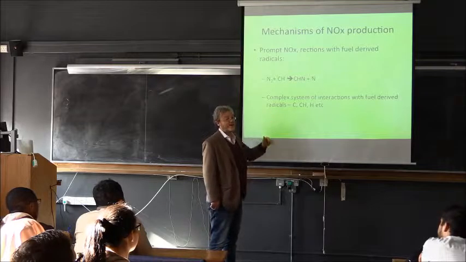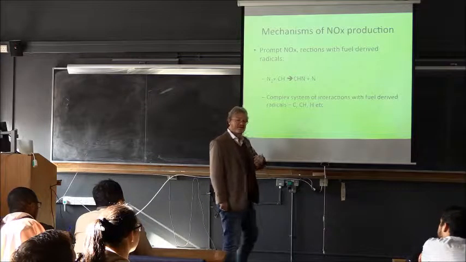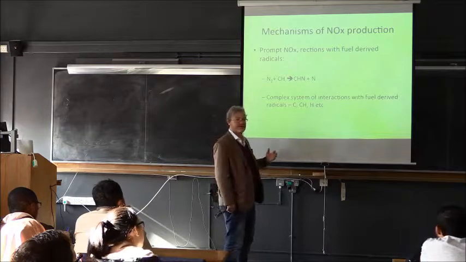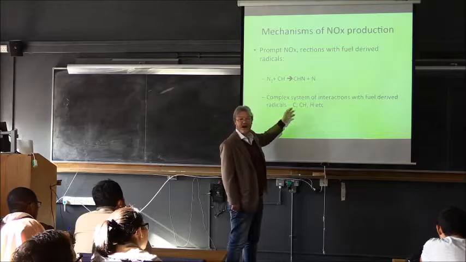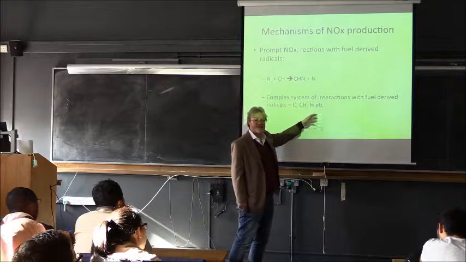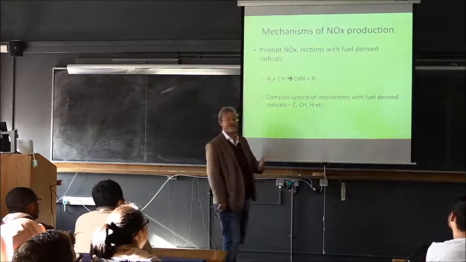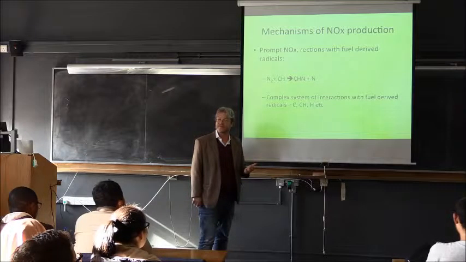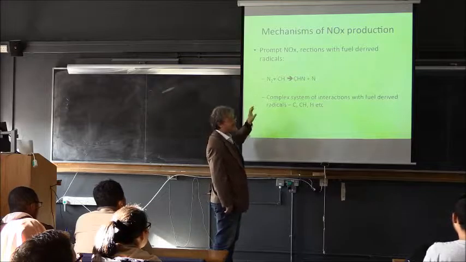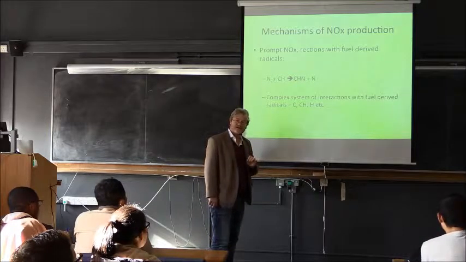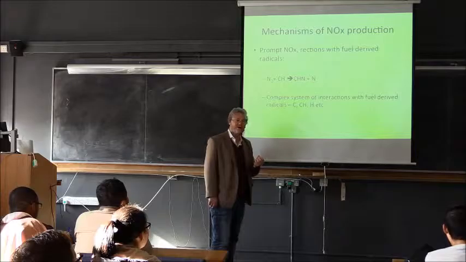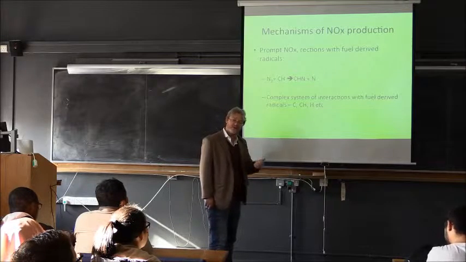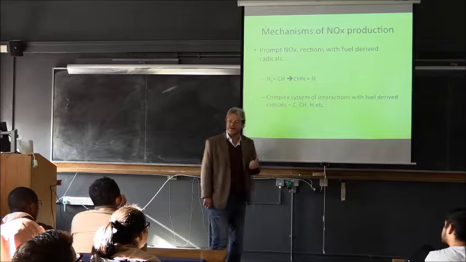This is a very, very complex set of reactions, because as fuel cracks at high temperatures in the flame, it gives you a whole collection of different radicals. So C, carbon atoms, CH, H, all sorts of things, CH2, CH3. The list can go on, and it varies with the type of fuel. So this is called prompt NOx, essentially a reaction between radicals produced from the cracking of fuel molecules and nitrogen in the air. So we've got thermal NOx, we've got prompt NOx.